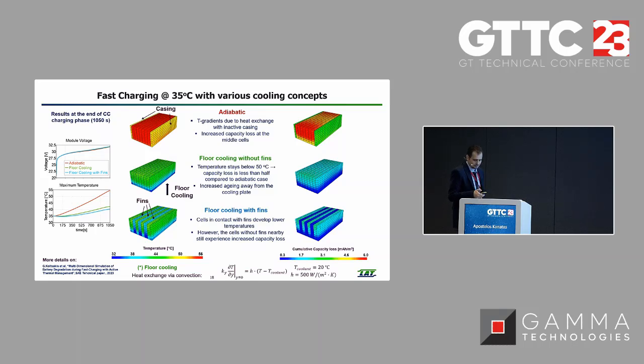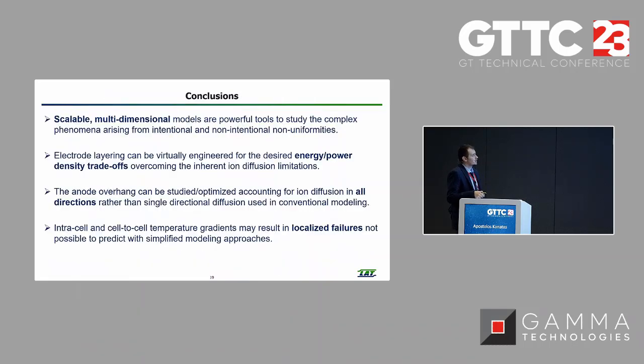And now, as regards our conclusions, the main conclusion is that there are scalable, multidimensional models which are powerful tools to study the complex phenomena that may arise from intentional and non-intentional non-uniformities. In the first case, we saw that electrode layering can be virtually engineered to achieve the desired energy-power density trade-offs by overcoming the inherent ion diffusion limitations.